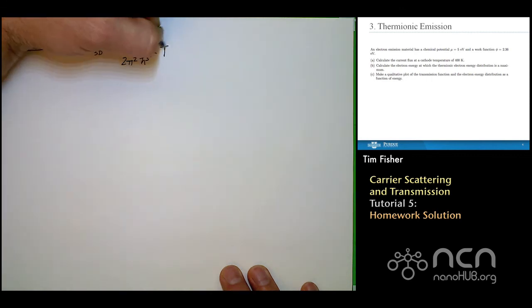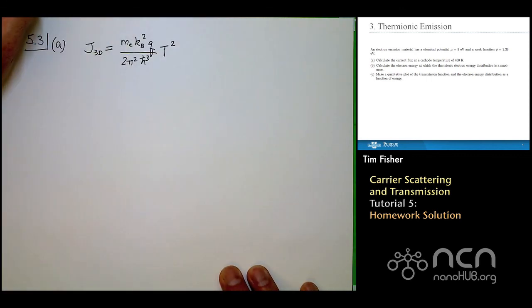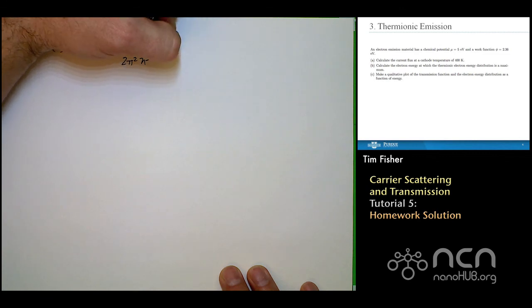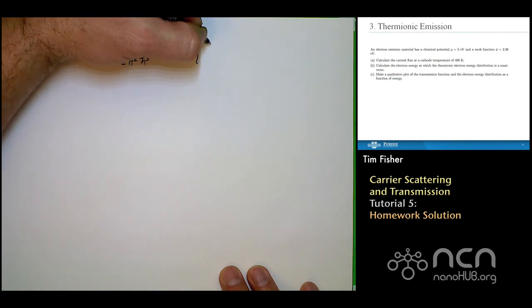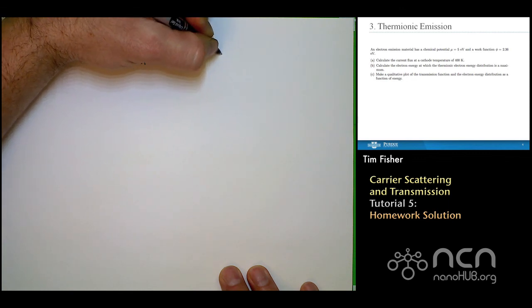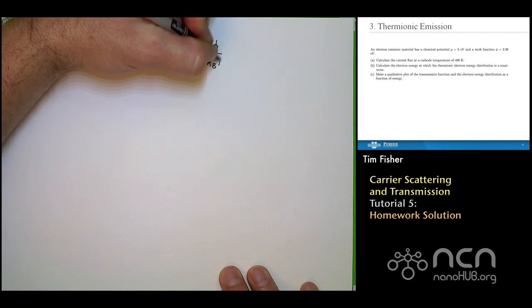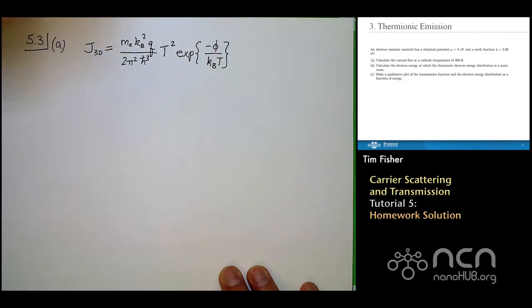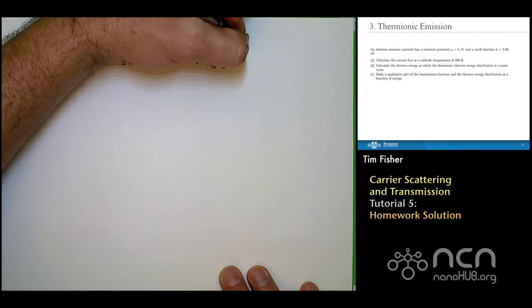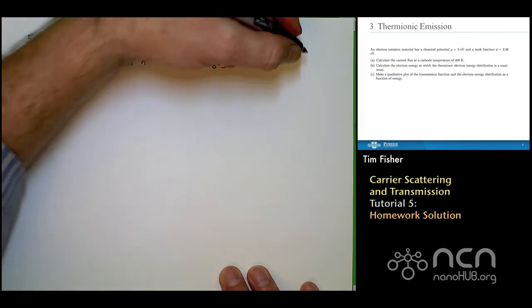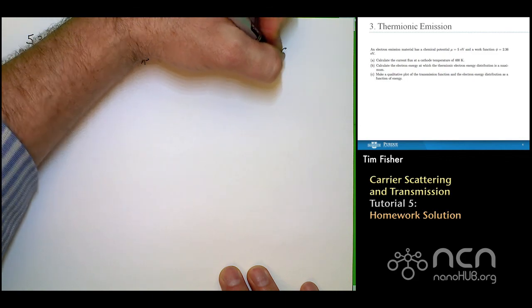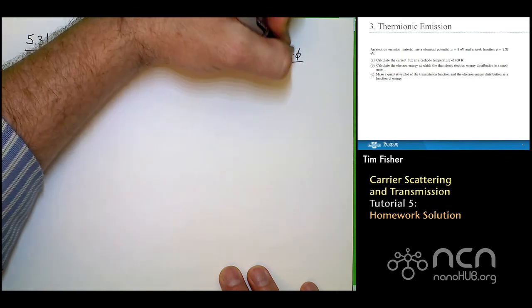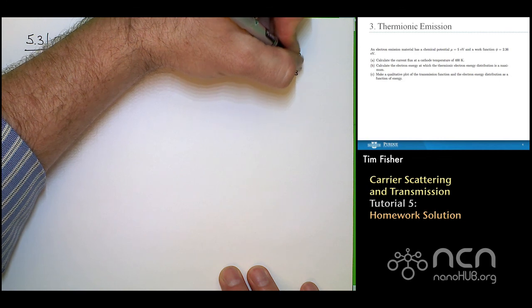And this Richardson-Dushman equation has a T-squared dependence, and then we multiply that by an exponential term that has the work function in the numerator of the argument and temperature in the denominator. And so this ends up being usually listed as some constant A times the temperature squared times an exponential term, minus the work function over the thermal energy, that's kBT.